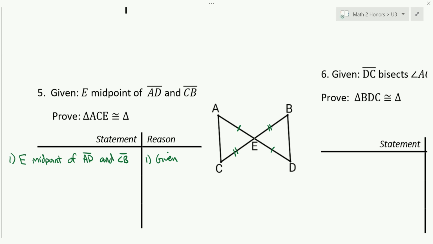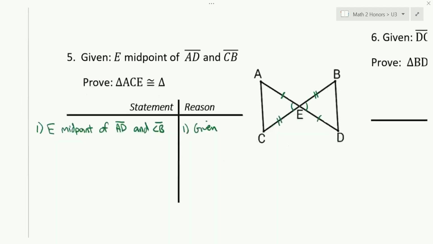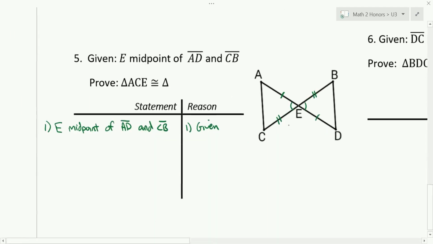So what angle is congruent to what angle? Don't say angle E is congruent to angle E. There you go. Because vertical angles are congruent, right? So say more than vertical angles. Say vertical angles are congruent. That's our statement. So practice even saying that. Okay. So why are the triangles congruent? Why? Okay. So side angle side.